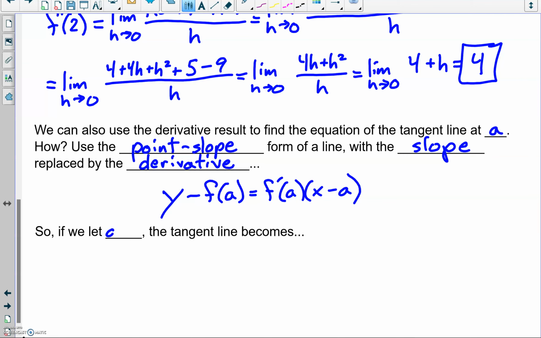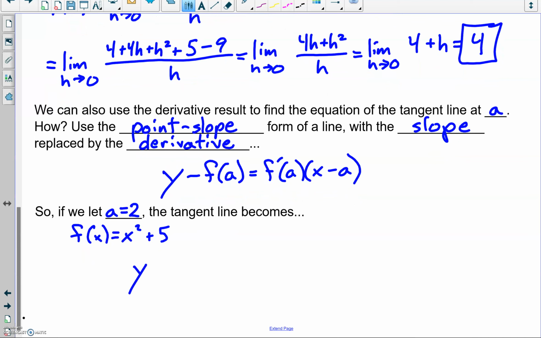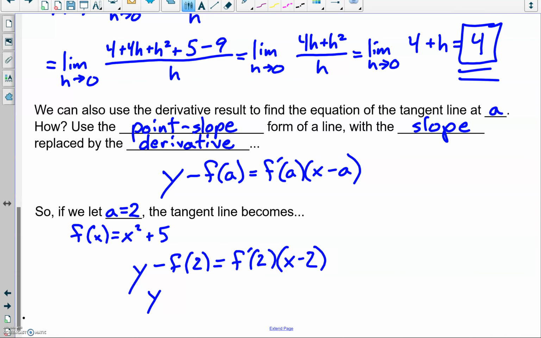So if we just let the a be 2, using what we had from up above, and we're going to let the f of x again be this x squared plus 5 that we used in the above example, what we're going to get here then is y minus f of 2 equals f prime of 2, which we already found right here, it's 4, and then times x minus 2 in parentheses. And f of 2, if you plug 2 into x squared plus 5, you get 9.